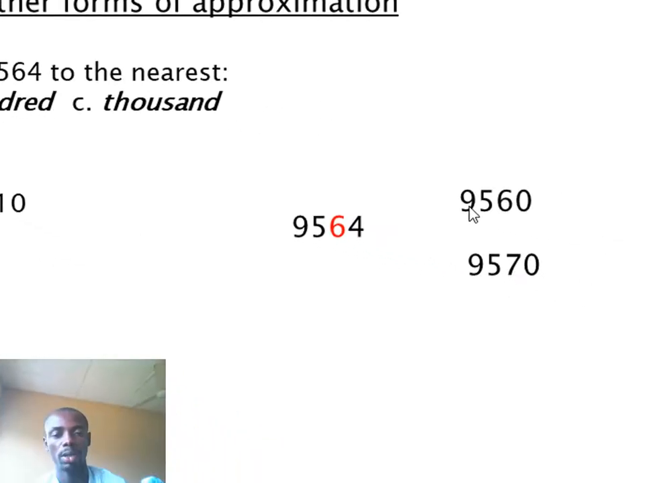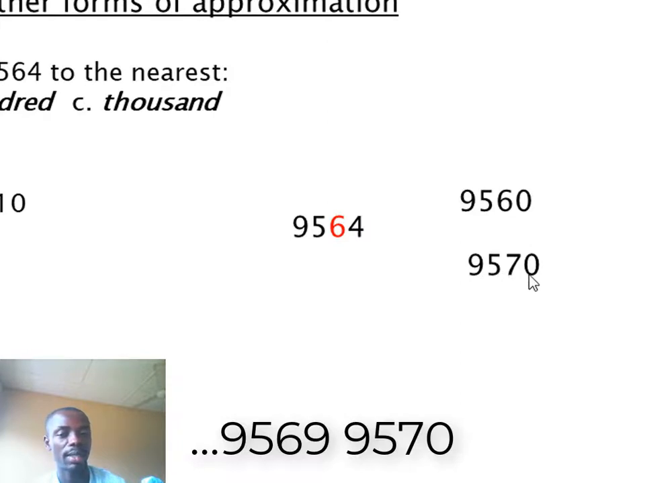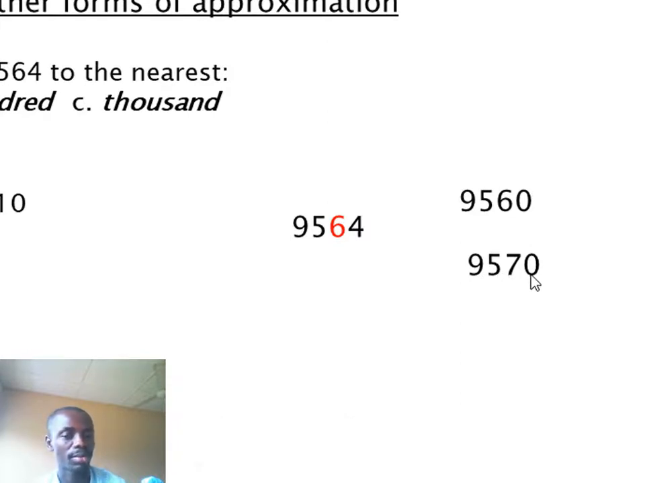So 9,560. Remember, 9,561, 9,562, 9,563, then 9,564, 9,565, 9,566, 9,567, then to 9,569, then 9,570. Now it's clearer. The 10 before the number and the 10 after the number.